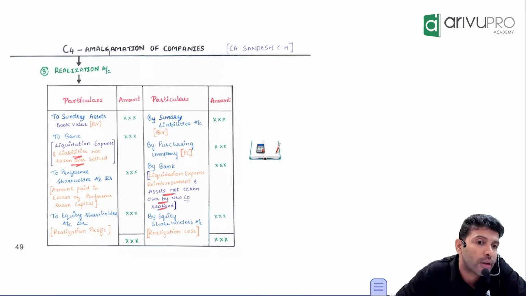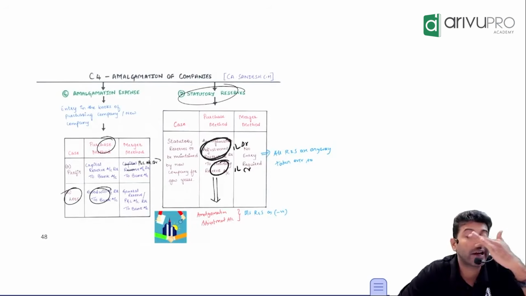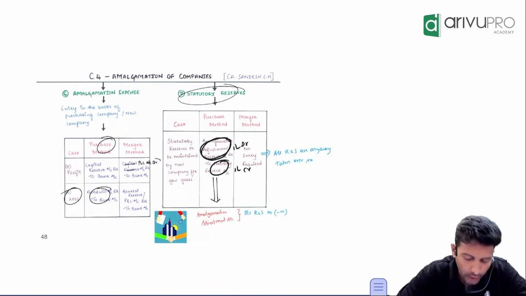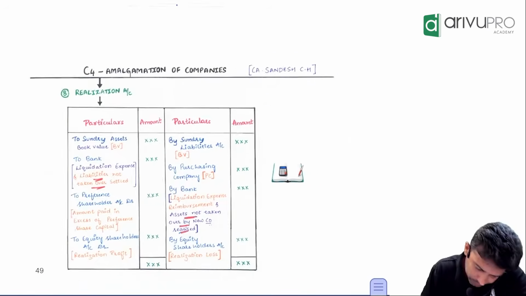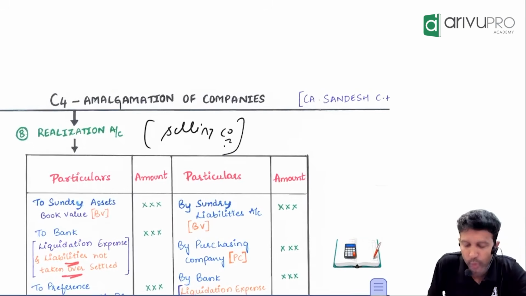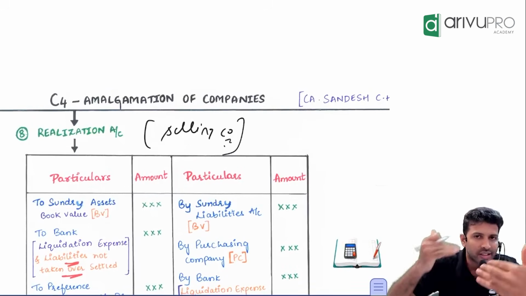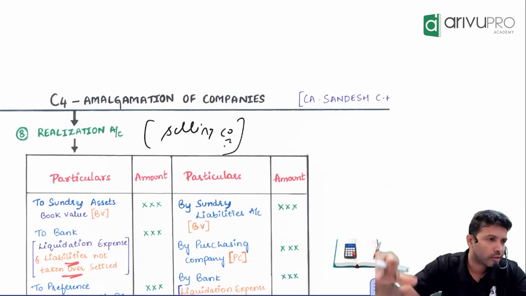Last concept. Can we look at this? So far, what we have seen is what is to be done in the books of the purchasing company, right? Now next, is there only a purchasing company here or also a selling company? So what should be done in the books of the selling company is what we are reviewing. Is the selling company legally in existence or closed?